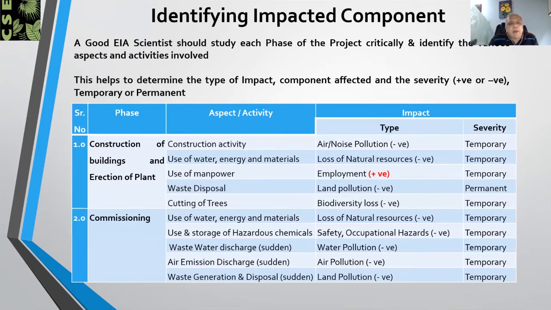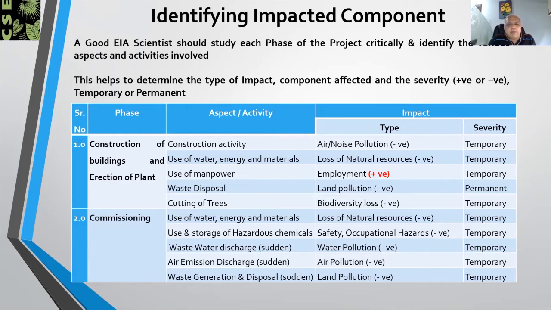How do you go about the process of identifying the impacted components? The critical aspect here is to study the manufacturing process and identify the aspects and activities involved in the different phases of the manufacturing in the project. This helps us to determine the type of impact which will be experienced, as well as the nature, whether it will be an adverse or a beneficial impact, and its severity, that is whether it will be an adverse, permanent or a temporary impact.